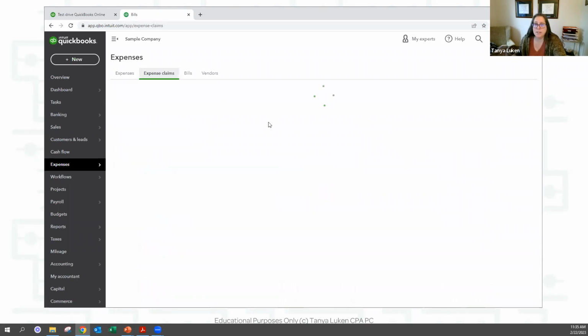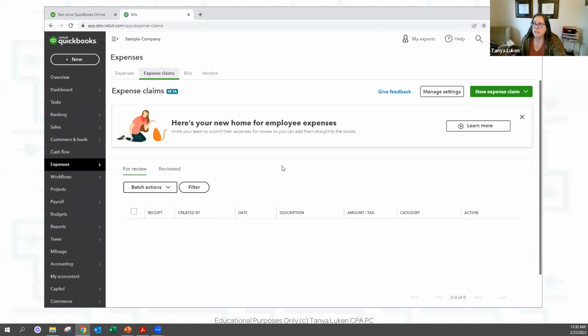Expense claims, this part is new. This is where your employees would submit for reimbursements for things. I'm going to tell you, until I sat down to check to see what was new and everything, I didn't even know that this existed. So I can't tell you a whole lot about it. But the nice thing is that you can just click this link and watch the video.